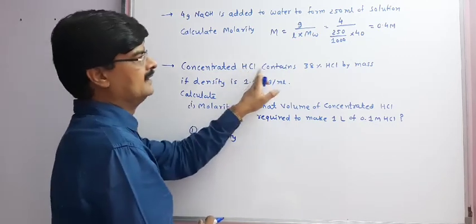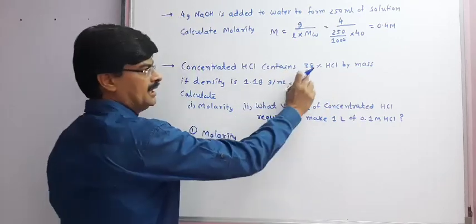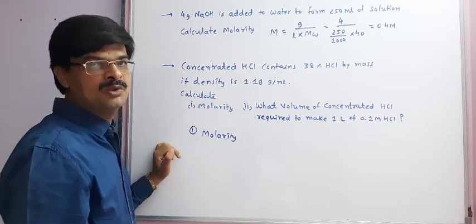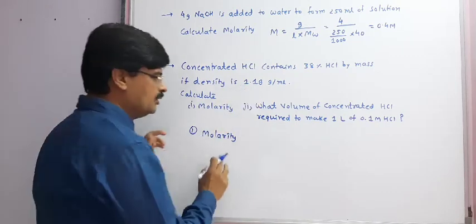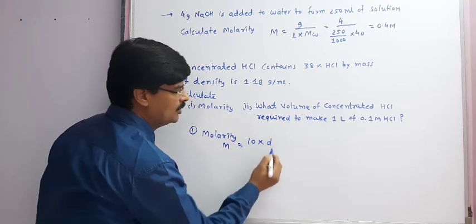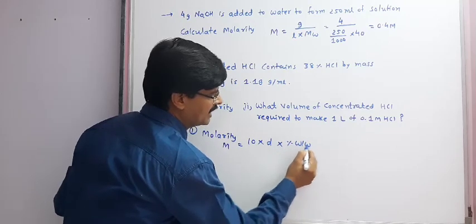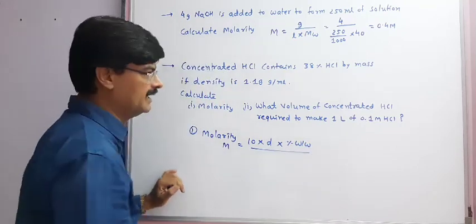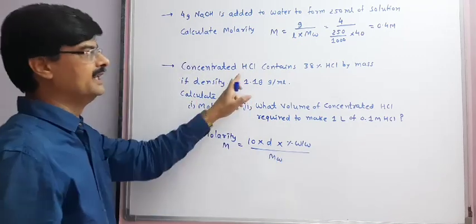Molarity of HCl that contains 38% HCl. But if percent W by W is provided along with the density, then utilize molarity M is equal to 10 into density into percent W by W, that is strength, weight per weight, divided by molar mass of the compound. Here it is HCl.